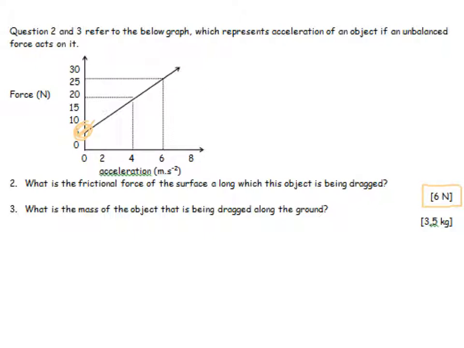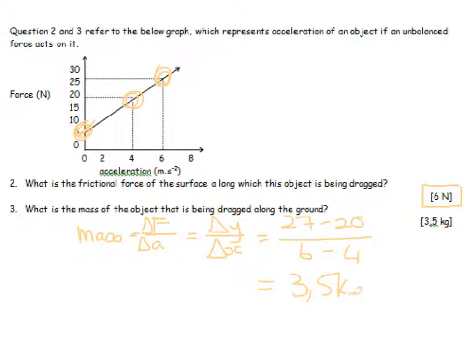Frictional force is where it crosses the y-axis. What is the mass of the object? Mass is equal to force divided by acceleration, or change in force over change in acceleration. So it's change in y over change in x. I'm going to go with 27 minus 20 over 6 minus 4. That's my 1 point, that's my other point. And again, there would have been a margin for error if you were doing this not on a quiz, but in this particular case, this came out as your answer. And you get an answer of 3,5 kilograms.